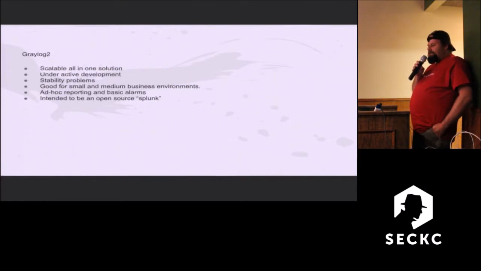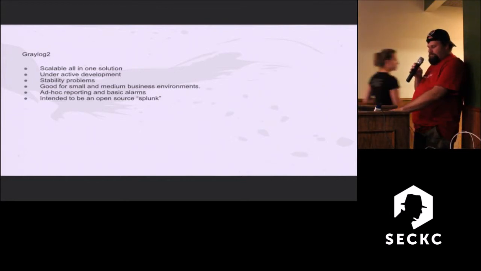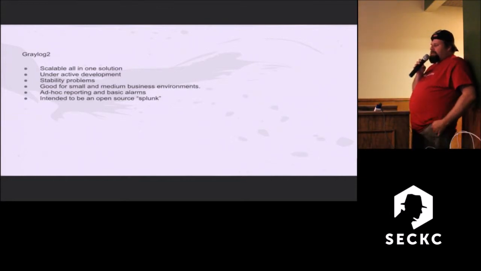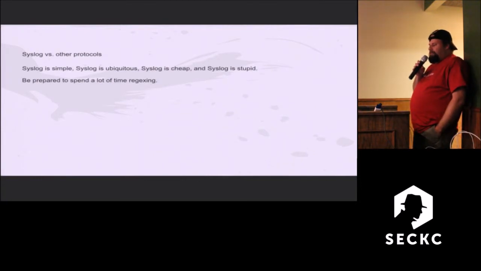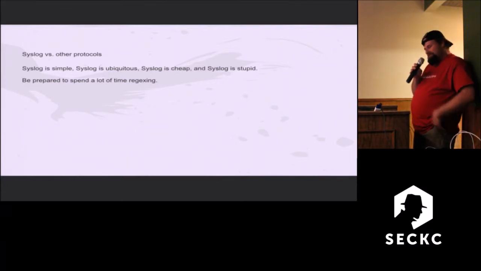And like I said, with Graylog 2, it's scalable. You can cluster the hell out of it. It is painfully easy to scale this out. Like I said, there are some growing pains, but I've been testing it at work. It does okay for small and medium-sized organizations. When you get beyond that, things get kind of shaky. And then, of course, syslog. Simple, ubiquitous, cheap, and stupid. Stupid is a good quality.